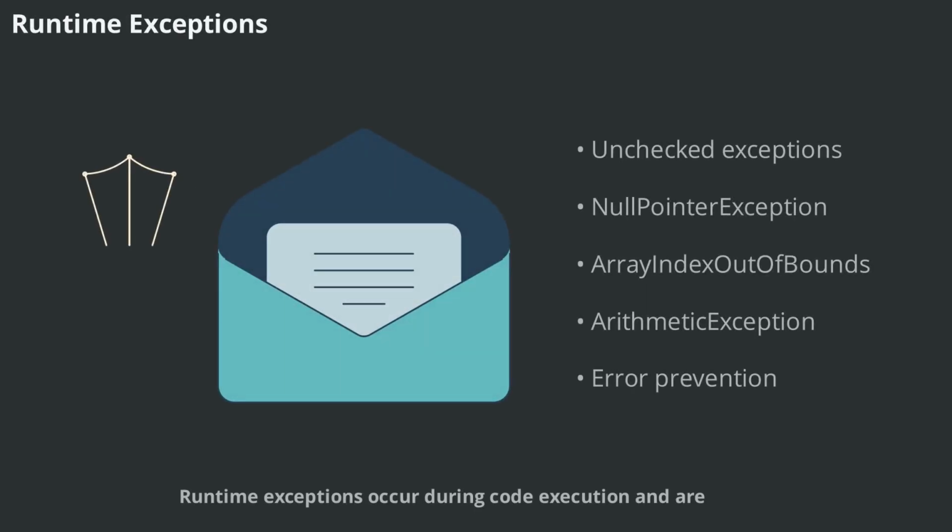Runtime exceptions occur during code execution and are not checked by the JVM at compile time. Examples include null pointer exception, array index out of bounds exception, arithmetic exception, and illegal argument exception. These exceptions do not require declaration in the throws clause or capture in a try-catch block, but handling them is advisable to prevent system crashes and provide meaningful error messages.